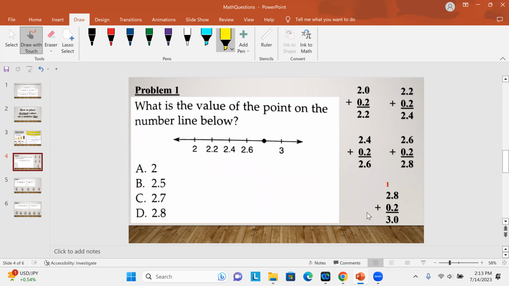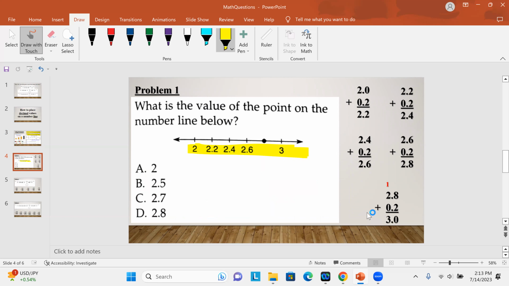So problem 1, what is the value of the point on the number line below? Okay, so if you see all these numbers, we will see that we have a 2, 2.2, 2.4, 2.6, the missing number, and the 3. So the pattern here is that they add 0.2 to the previous number to get the next number.